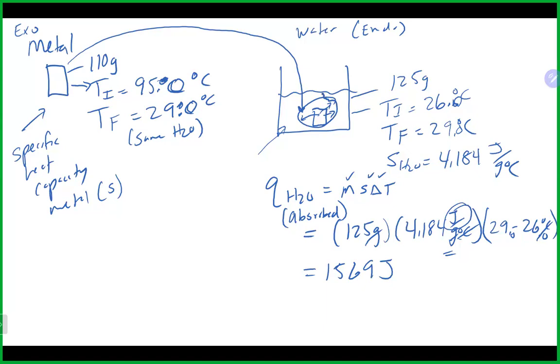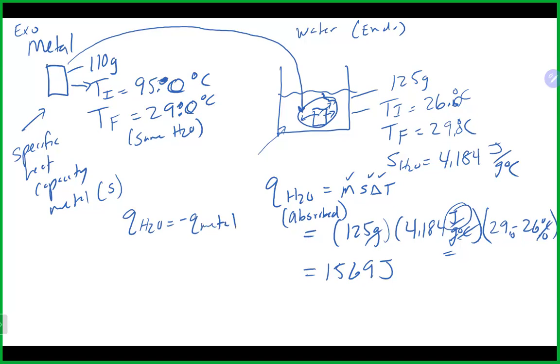So the metal had to lose the exact same amount of energy, except for the metal, it is exothermic, as we've been talking about. So there's this relationship that Q of the water will equal negative Q of the metal, or however you want to do it. You got to have a negative somewhere.